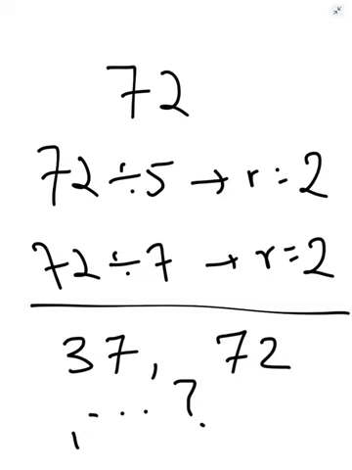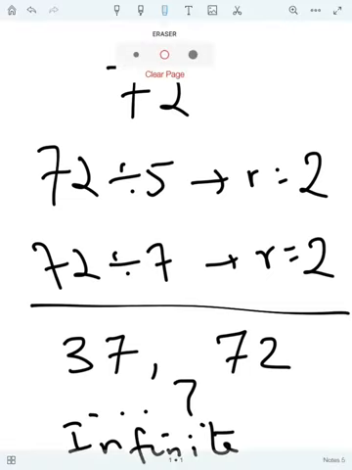In fact, there are infinite solutions possible for this number n. Means n can have infinite number of values. Two values we have seen, 37 and 72. So how to find all these values? There must be some general equation for n.